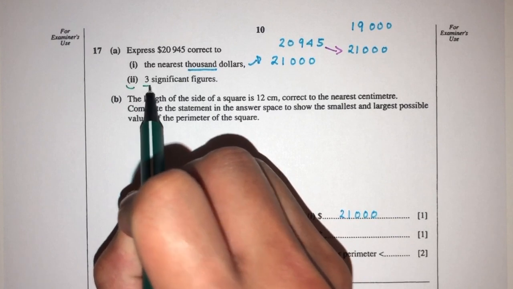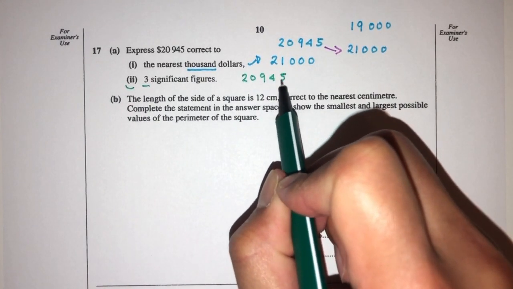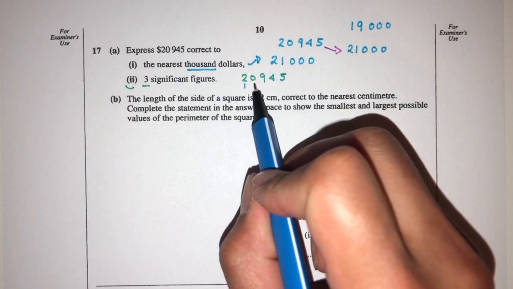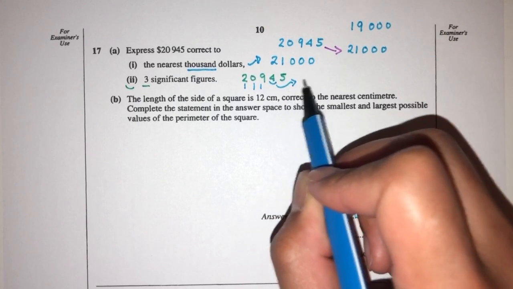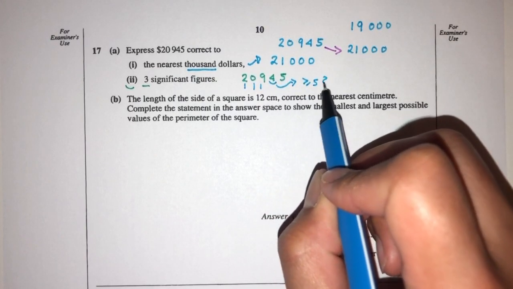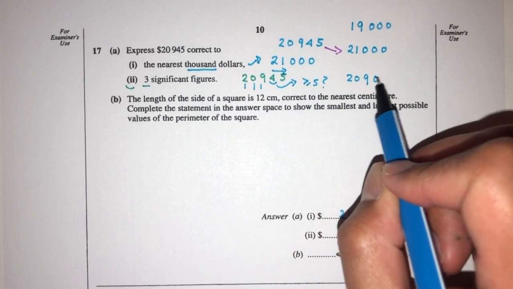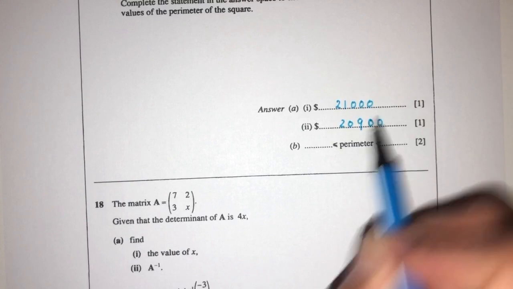Now for part 2, express to 3SF. So we have 20945, and we have to express it to 3SF. So let's count 1, 2, 3, and then look at this number right here. We ask ourselves if this number is more than or equal to 5. The answer is no, so we change everything after to 0. That will be 20900. The answer will be 209, and then the rest will become 0, to express this in terms of 3SF.